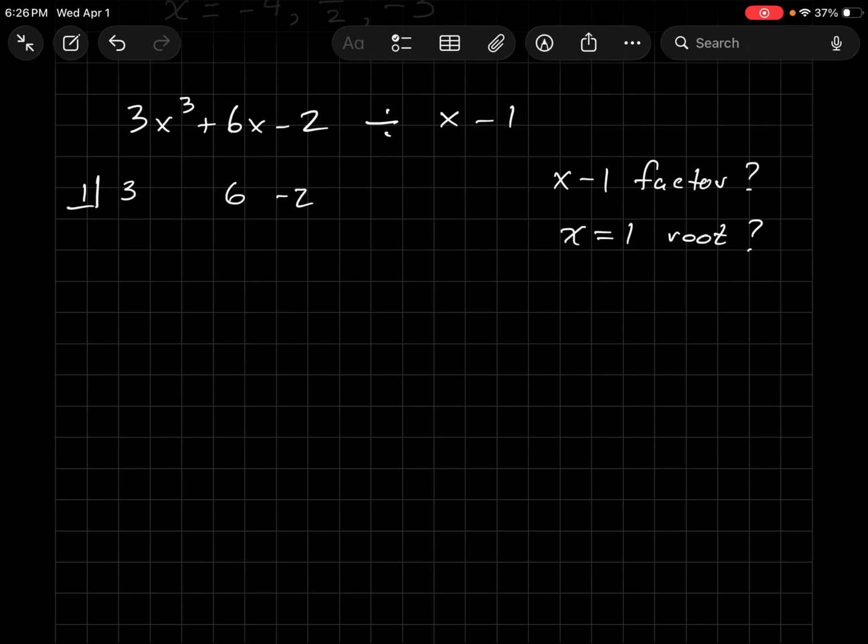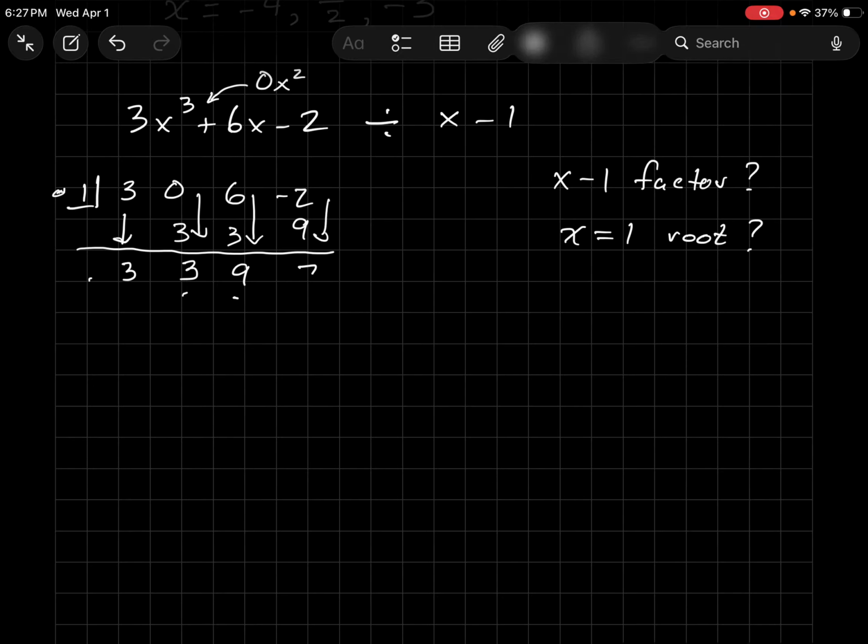But notice I left space. There is no x squared there, so that means it's a 0x squared, and I need a coefficient for that as well. So I'll put a 0 down, because I need a coefficient for every power, starting with the highest going down to the constant term. Bring our bar, we know the process, bring the 3 down. Then multiply those 2, place it there, and add. Multiply these 2, place it here, and add. Multiply these 2, place it here, and add.